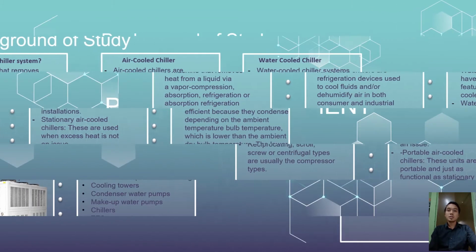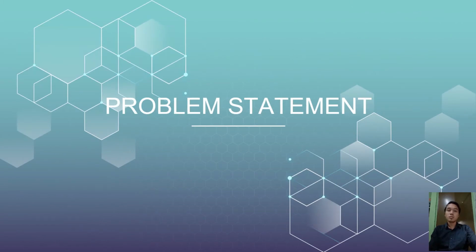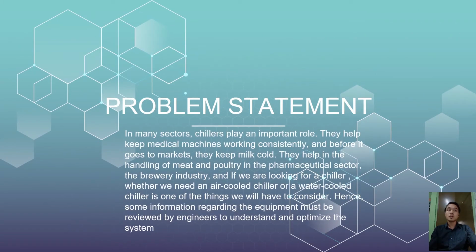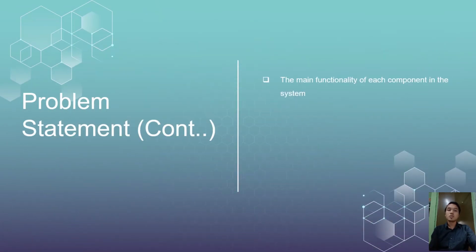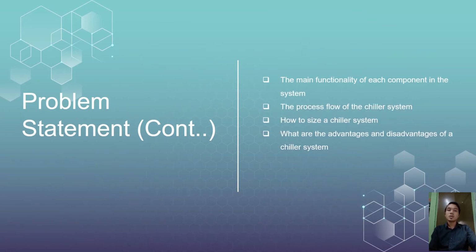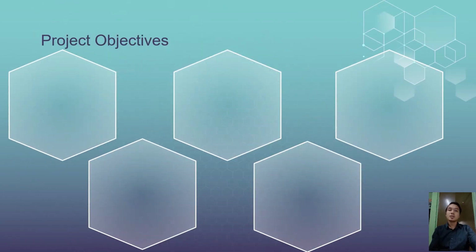So the problem statement: in many sectors, chillers play an important role. There are a lot of applications in industry as well as home appliances and other perspectives. Hence, some information regarding the equipment must be reviewed by engineers to understand and optimize the system. First, engineers must understand the main function of each equipment in the system, the process flow, how to size the chiller system, what the advantages and disadvantages are, what the applications of chillers are, and how we maintain the system.